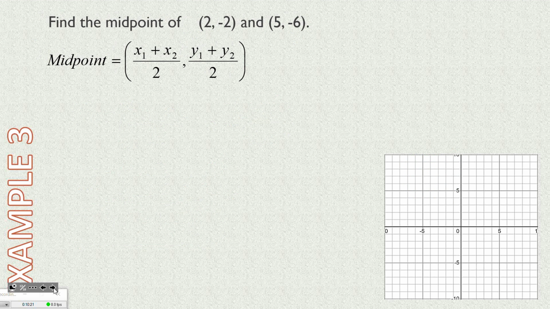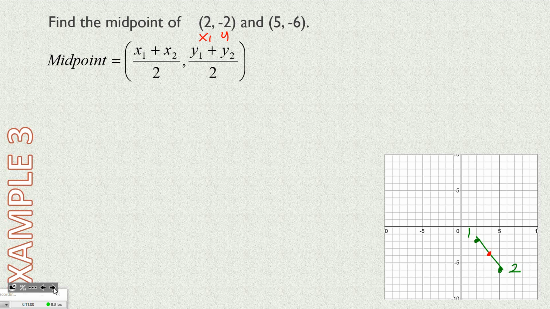All right, let's try another example. So if I have the points 2 comma negative 2, we'll call that point 1. And then 5 comma negative 6, we'll call this point 2. And if I were to draw the line connecting these 2 points and find the midpoint or the middle, it looks like maybe somewhere right there, right? That doesn't land on the grid marks. So it's not as easy as the one I just did previously. So I'm going to use the formula.